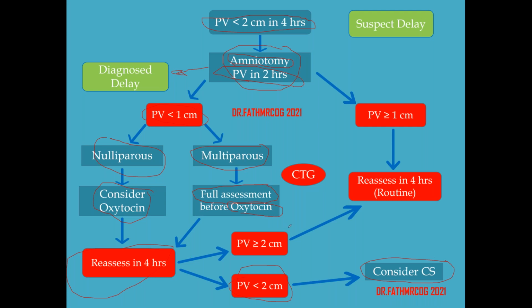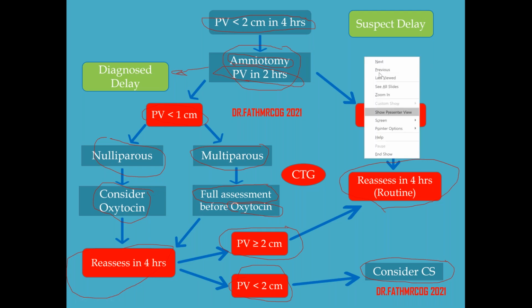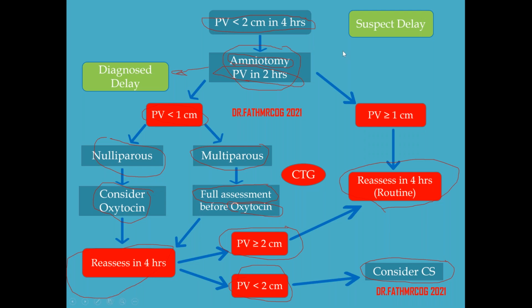If the PV after oxytocin is equal to or more than 2 centimeters, you go to routine PV to assess every 4 hours. So this is about how to deal with the patient with suspected delay and confirmed delay. Is it clear? Doctor, I have a doubt, please.